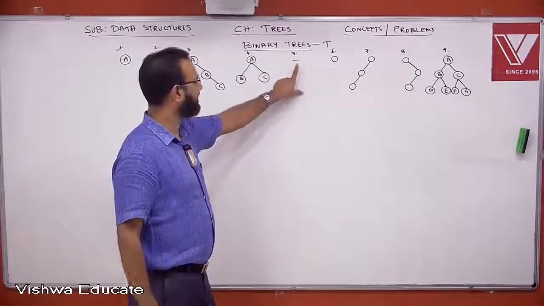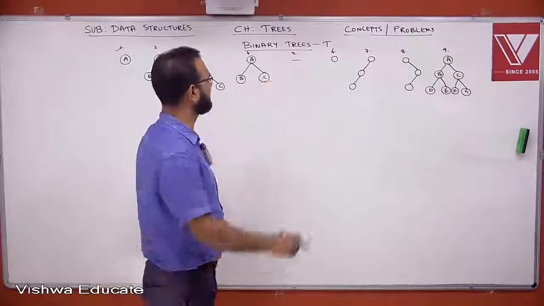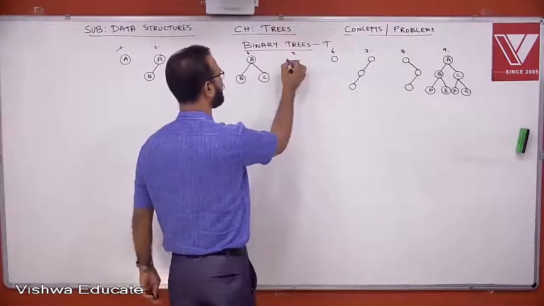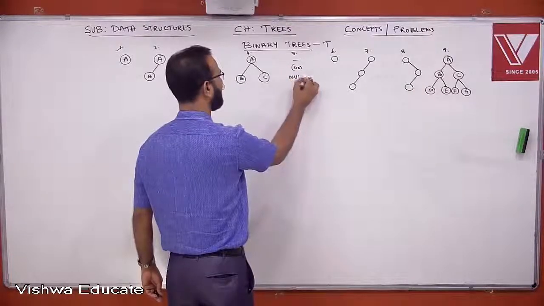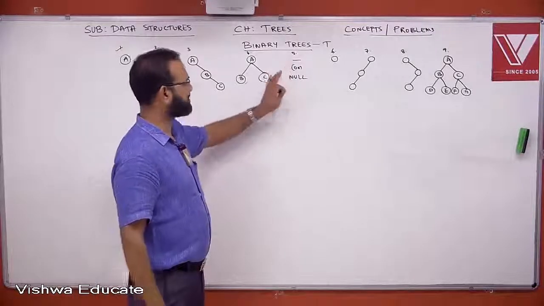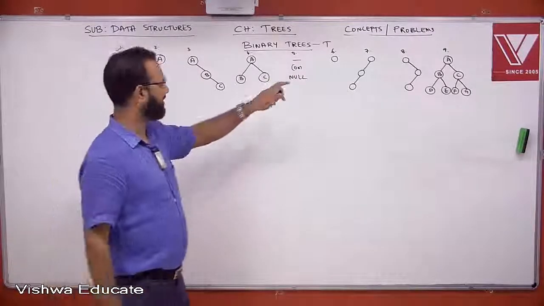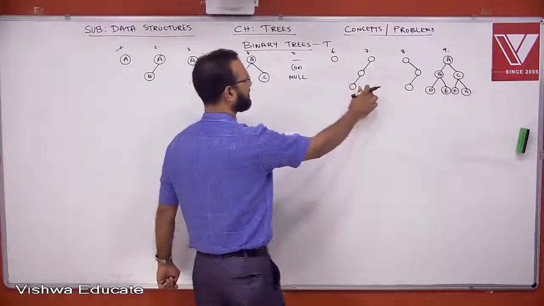A binary tree can be empty. So nothing is there over here. Instead of writing a dash over here, I can specify this by saying null. Both are the same. Nothing is there in this particular structure, a null value. You call this an empty binary tree. Then what are these structures?